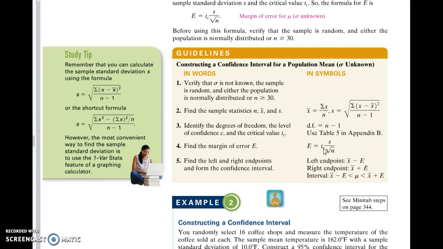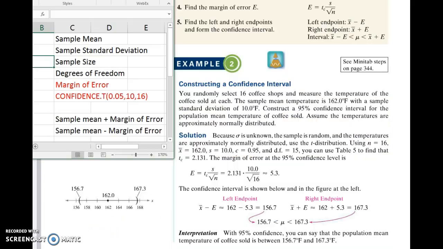Now, lucky for us, we have technology. So for these steps, we're just going to plug in our numbers from the problem, and technology will tell us what our margin of error needs to be. So to walk through example 2 on page 312, we randomly select 16 coffee shops and measure the temperature of the coffee sold at each. The sample mean temperature is 162 degrees Fahrenheit with a sample standard deviation of 10 degrees Fahrenheit.